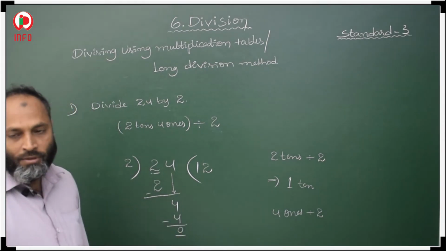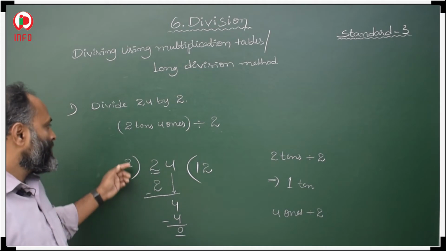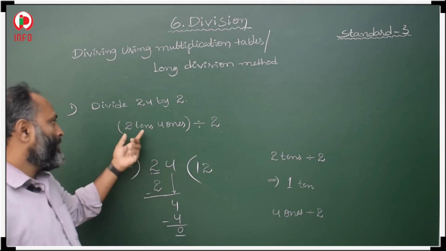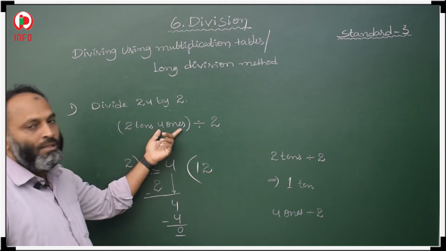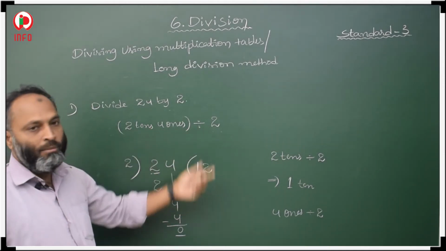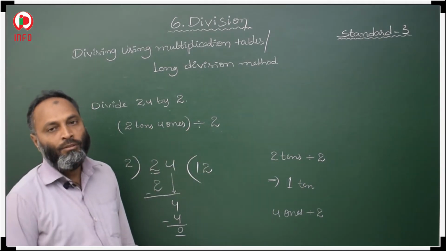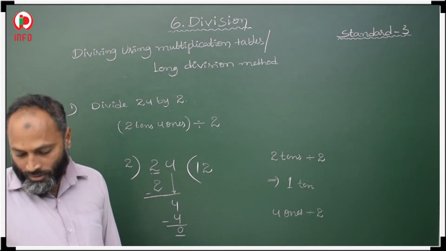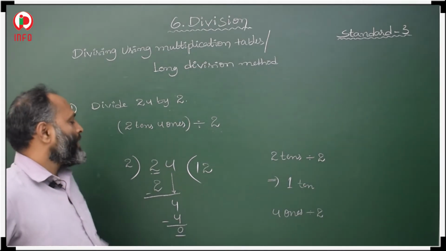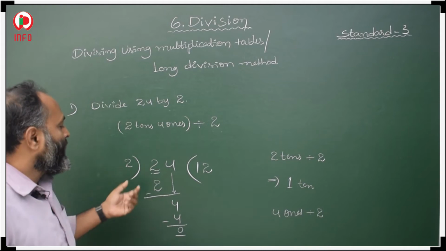So like this we have to divide. First 24, 24 means 2 tens and 4 ones. 2 tens 4 ones divided by 2. So if 2 tens and 4 ones are divided by 2, first what do we have to do?